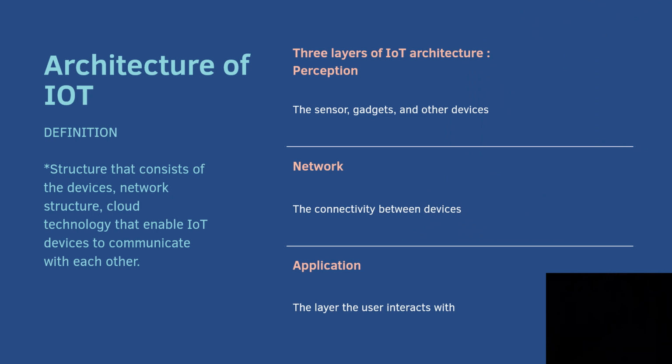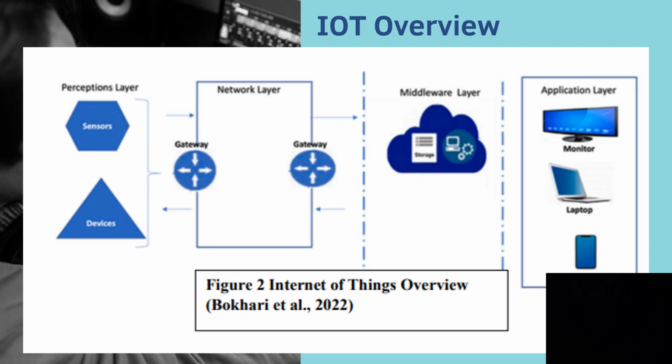So the architecture of IoT. Its definition refers to a structure that consists of the devices, network structure, and cloud technology that enable IoT devices to communicate with each other. There are three layers in the IoT architecture. First, perception: the sensors, gadgets, and other devices. Next is network, the connectivity between devices. The third will be applications, the layer that the user interacts with.